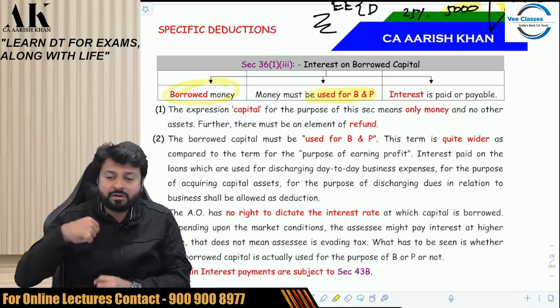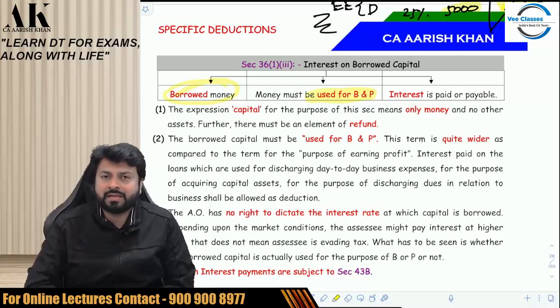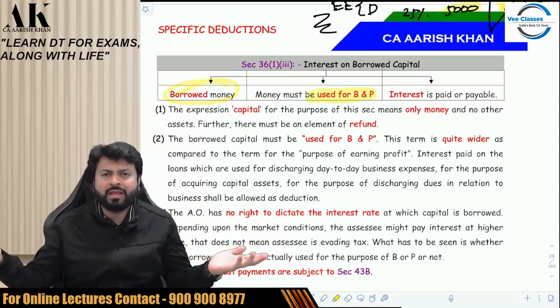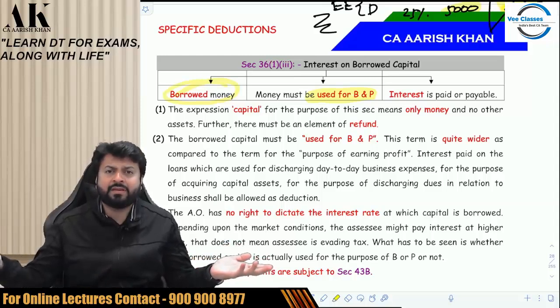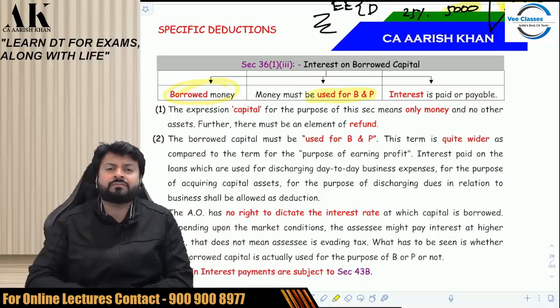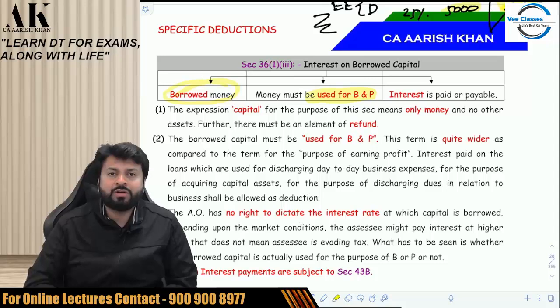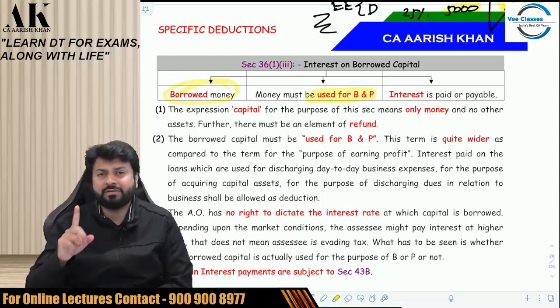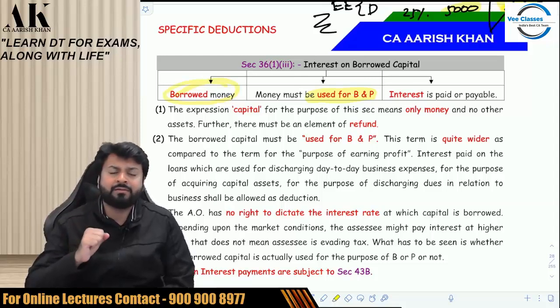GST arises out of a business transaction. Income tax does not arise out of a business transaction. Income tax is applicable on every category of taxpayer, whether you do business or you do not do business. It's applicable to everyone. But GST is applicable only to those people who are engaged in business. If you are not engaged in business, GST is not applicable. This is something which is very critical. Keep it in your mind.